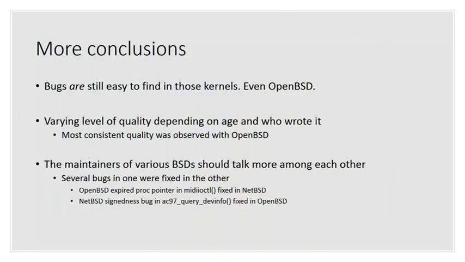Okay, so coming back to where I began my presentation, the question of whether things are on equal footing. I think bugs are still very easy to find in the BSD kernels, probably about as easy as in the Linux kernel. Even in OpenBSD, there were certain things I didn't see, but it wasn't hard to find bugs in there. There's varying levels of quality between all 3 of them. It depends on the age and who wrote it and under what circumstances.